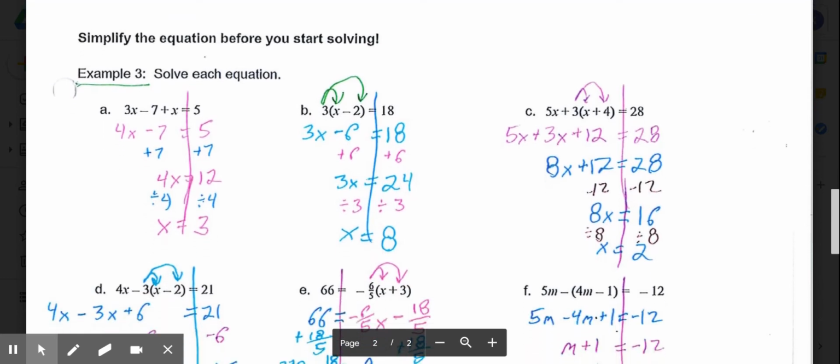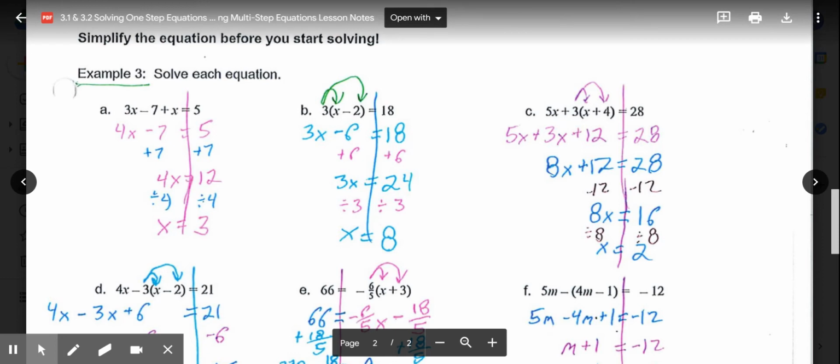Now, this one says simplify the equation before you start solving. So what that means is if there's the distributive property or the chance to combine like terms, you do that first before we start to solve for the variable. So for example, in A, we have 3x minus 7 plus x. The plus x and the 3x can be combined. 3x plus x is 4x. So we would rewrite this as 4x minus 7 equals 5.